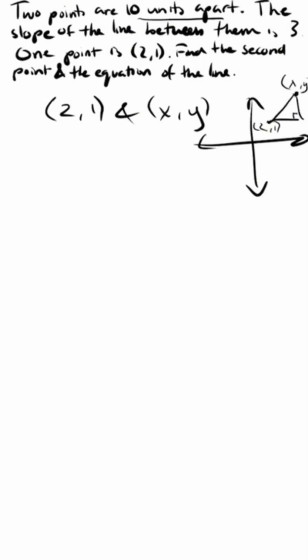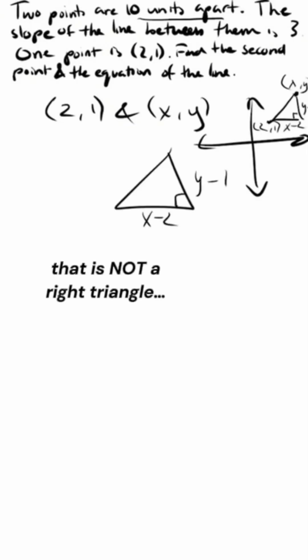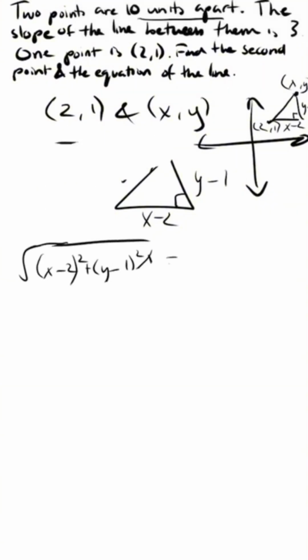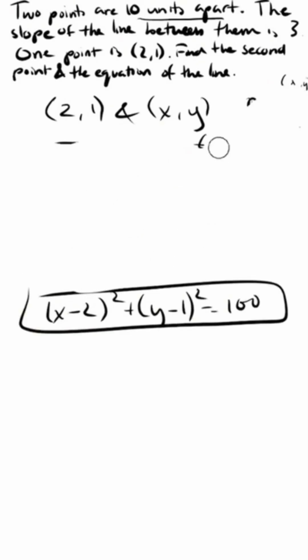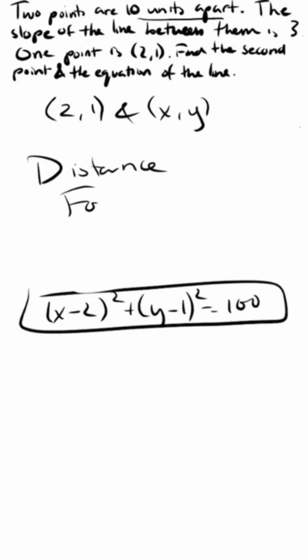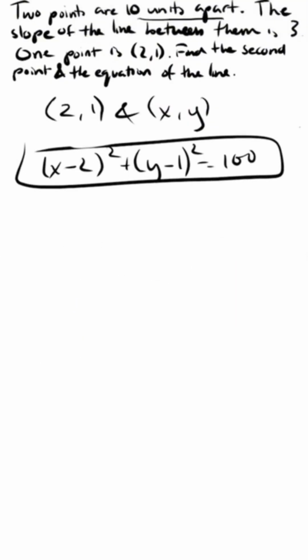Well, thinking about it, if we have 2 points on the coordinate grid as shown, it creates a right triangle. Now this right triangle has legs of x minus 2 and y minus 1, no matter where (x, y) is. So for the overall distance, which is the hypotenuse, we can express it using the Pythagorean theorem, and we know that this is 10. Expressing the distance between 2 points as shown is known as the distance formula.